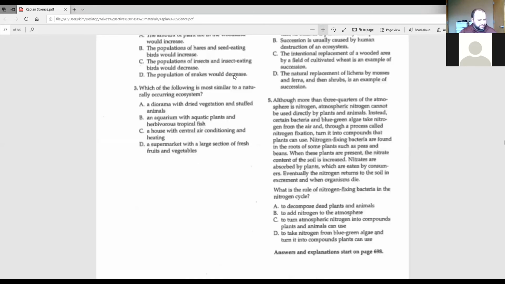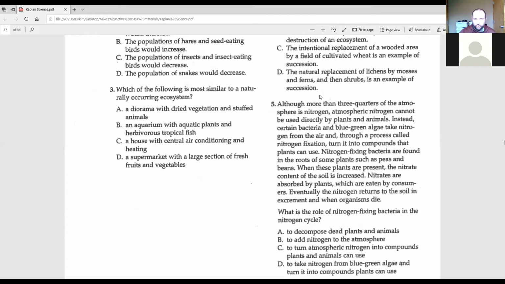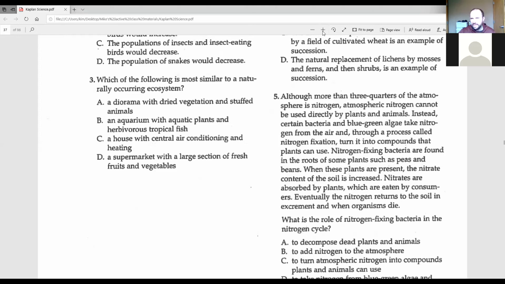Number 3 is kind of a silly, dumb question, but let's do it anyway. Number 3 says, which of the following is most similar to a naturally occurring ecosystem? Remember what we talked about, what an ecosystem is. A naturally occurring ecosystem would be an ecosystem unaffected by humans or artificial structures or artificial things. Remember, the ecosystem is all of the living and all of the non-living things in an environment.